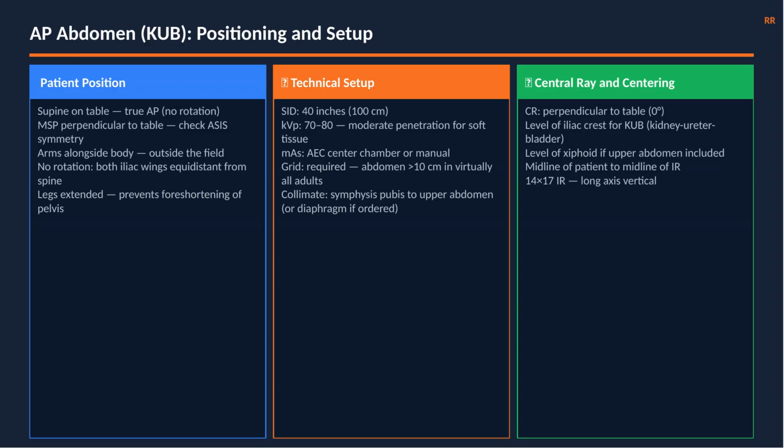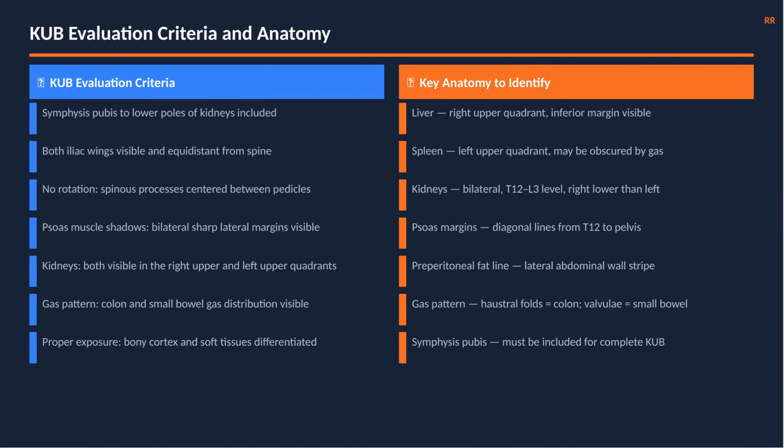For upper abdominal exams, center to the level of the xiphoid process instead. Evaluation criteria for the KUB. Symphysis pubis to the lower poles of the kidneys must be included. Both iliac wings visible and equidistant from the spine. No rotation. Spinous processes centered between the pedicles. Psoas muscle shadows, the bilateral diagonal lines from T12 to the pelvis, visible with sharp lateral margins.